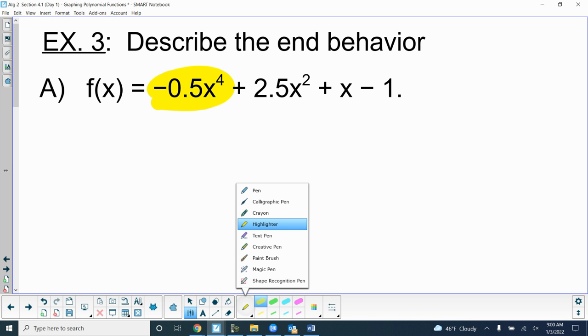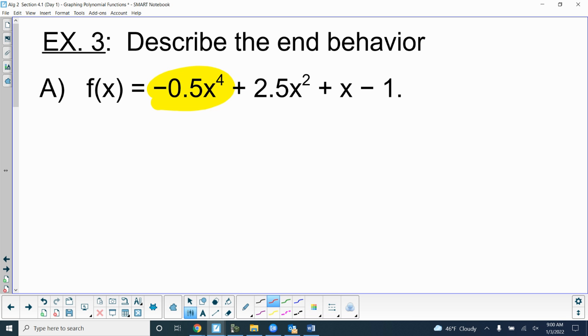So I got a leading coefficient that's negative, and I got an even degree. So I have a quartic polynomial, right? So since the leading coefficient's negative, what's the far right doing? Down. Since it's even, what's the far left doing? Same, right? When they're even, they go in the same direction. When they're odd, they go in opposite directions.